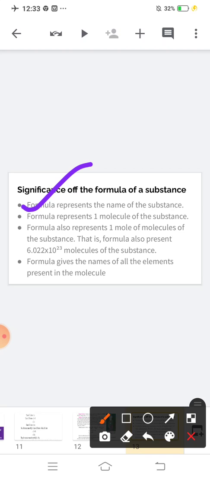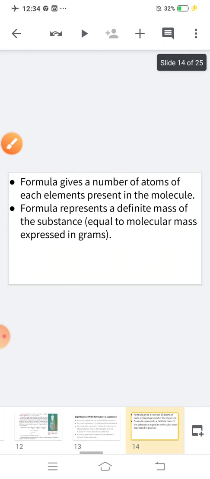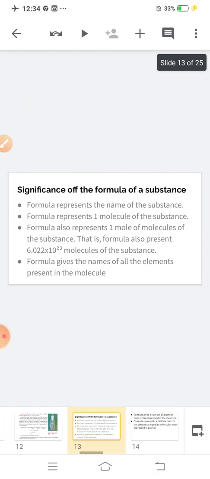Formula gives the name of all elements present in the molecule. Clear? Formula gives the number of atoms of each element present in the molecule. Formula represents a definite mass of a substance equal to molecular mass expressed in grams. They are very easy points. Okay, I am reading once more.